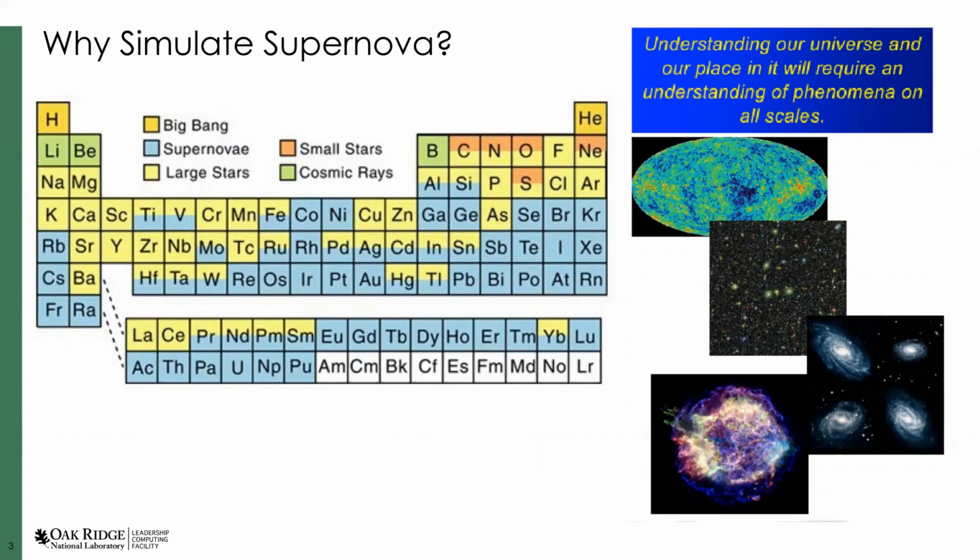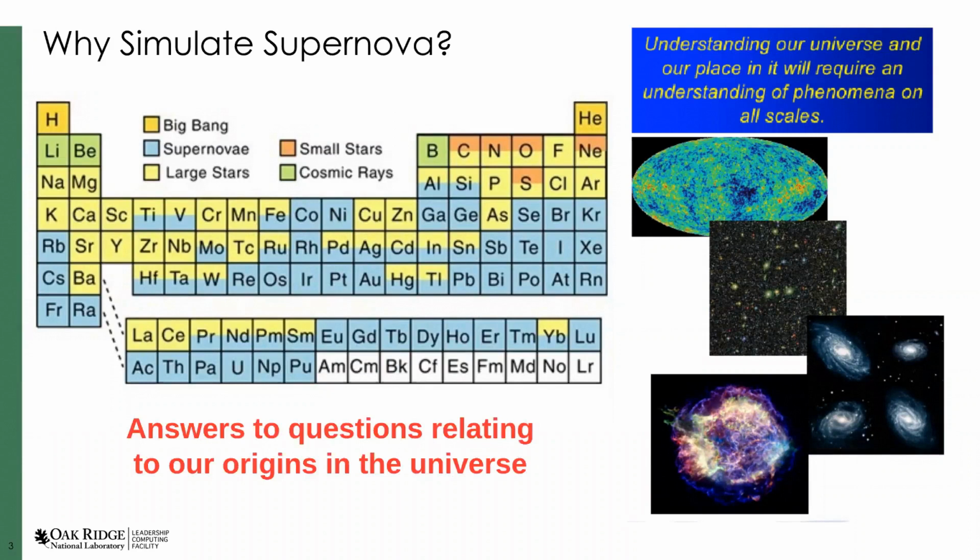To understand the universe and our place requires understanding of phenomena on all scales, from the larger scale, such as the structure of the universe, to the smaller scales of galaxy clusters, to the element production in stars. And this is where our research in core collapse supernova contributes. Therefore, understanding the mechanism of core collapse supernova is one way to answer the questions on our origin and place in the universe. There's also a more practical, computationally interesting and challenging answer to why simulate supernova.